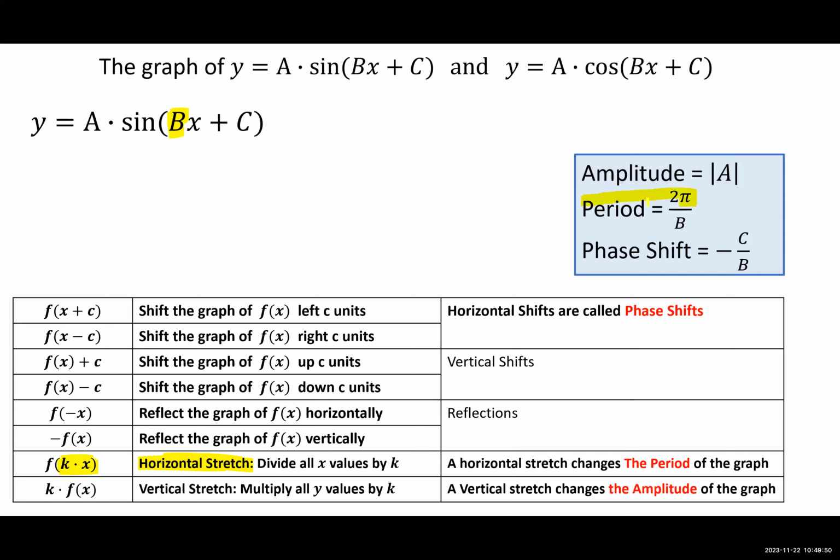The period of the plain old sine graph, sine of x, is 0 to 2 pi. So the period is 2 pi. So if there's a multiple in front of the x, it's going to change the period by dividing by b, right? Divide all x values by k is what it says down here, except here I'm using a b instead of a k.